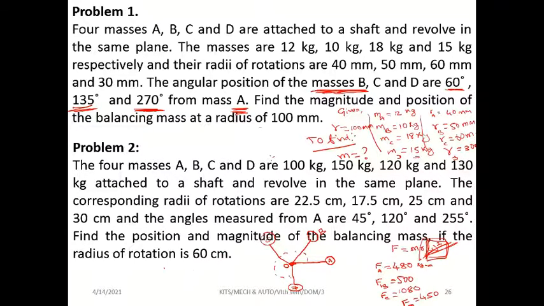Now once again we are going to start drawing the force polygon diagram. In the force polygon diagram, the values we have are 480, 500, 1080, 450. So we have to draw the force polygon. The scale is 1 centimeter equal to, let me take, 100 units.